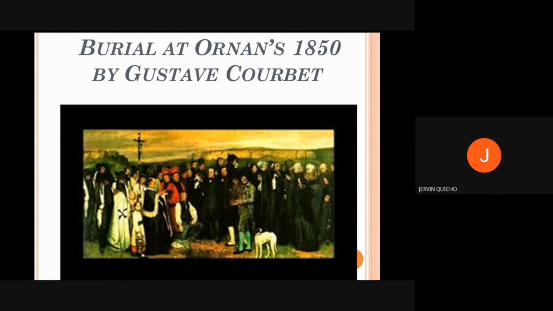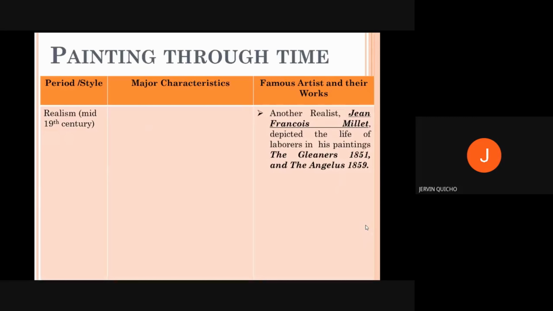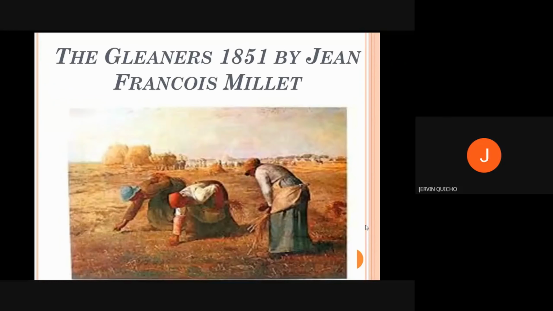If somebody in our family or relatives should die, they have the Christian symbol, the cross, and they have the father or the priest who will be the mass presider and give the healing in faith. So that happened in Ornans during 1815. So we have here Millet, The Gleaners, and The Angelus.